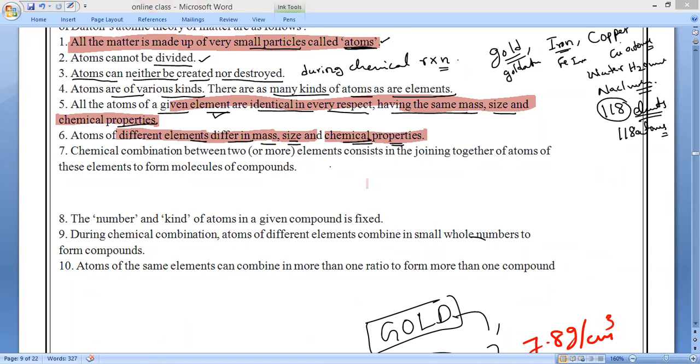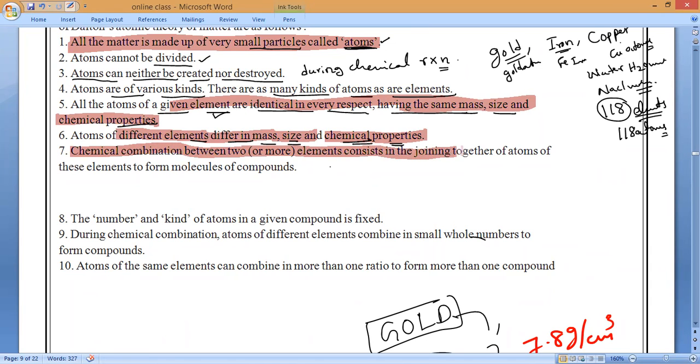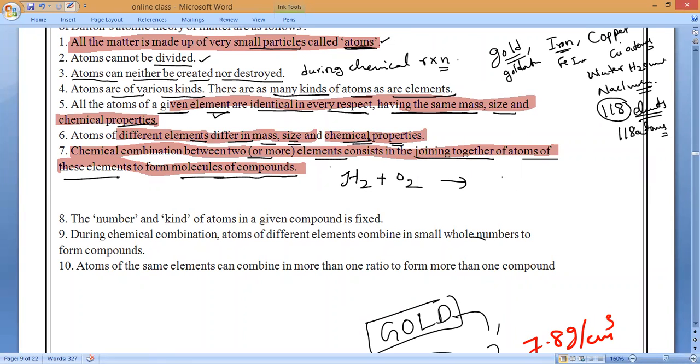Next: chemical combination between two or more elements consists in the joining together of atoms of these elements to form molecules of compounds. What is the meaning of this? For example, if I take the hydrogen element and the oxygen element, their atoms join together and form a molecule of a compound. What is that molecule? A molecule of water.